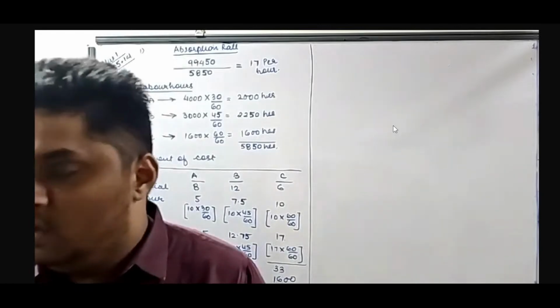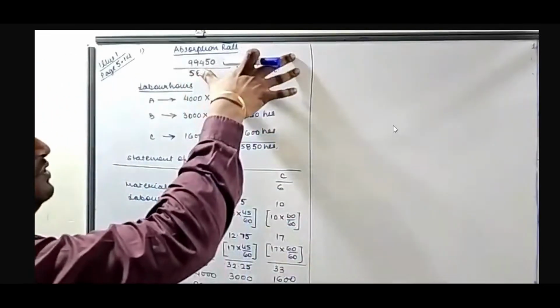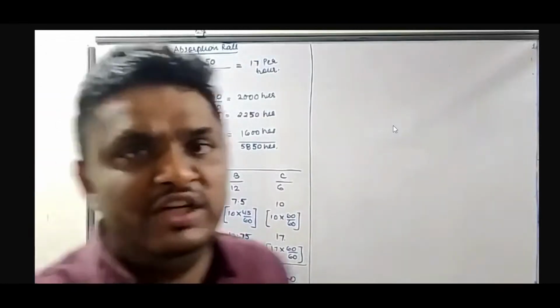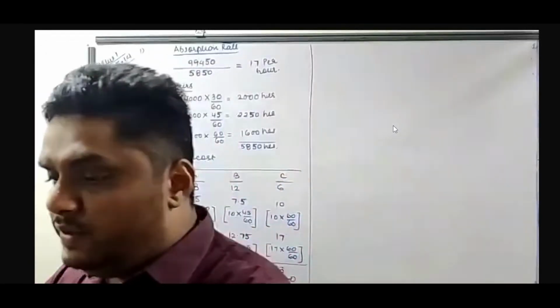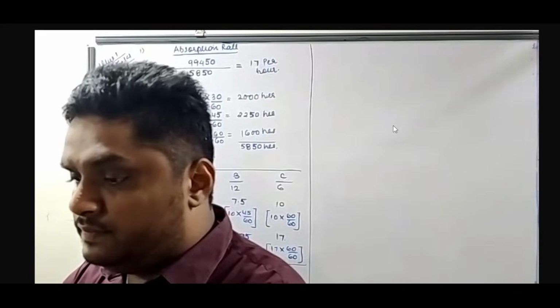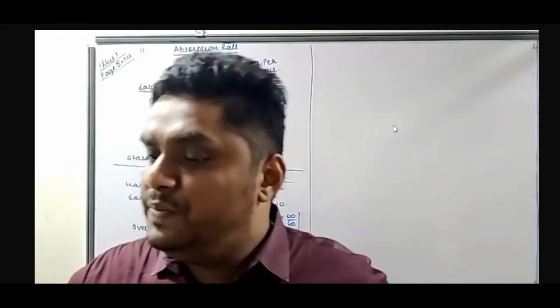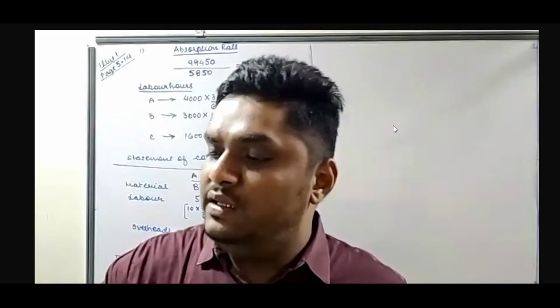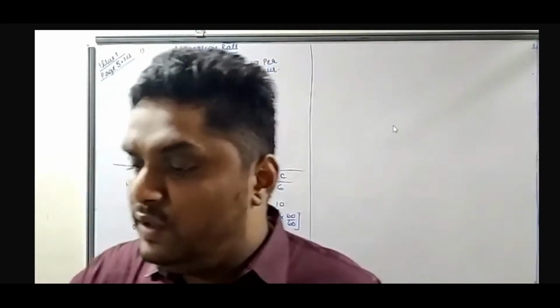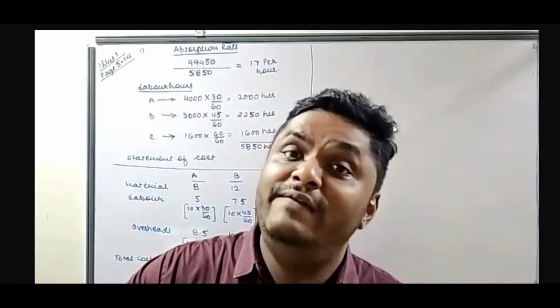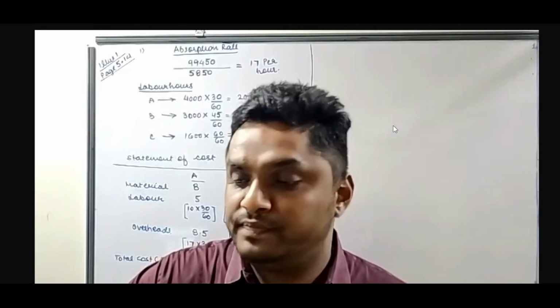Okay, great. So the first step is absorption rate. Second step is to prepare the statement of cost. So the first question is over. Now let's start with the second question. The second question is prepare a statement for the management showing the product cost of each product using activity-based costing approach.